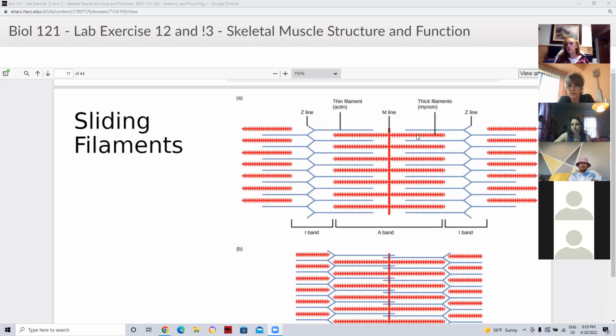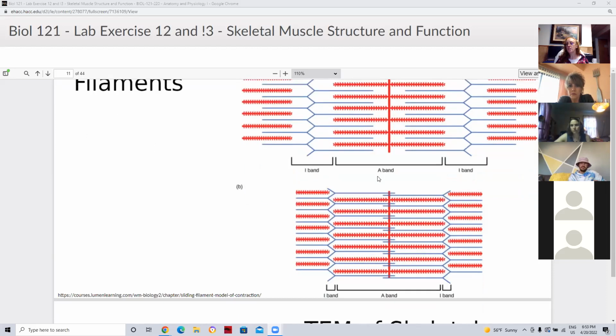So the myosin, when calcium is present, is going to bind to the actin, because the active sites on the actin will be exposed, and pull on the actin, moving both of these actin strands towards the center, the M line. And the result is that you get partial overlap of the actin at the M line when the muscle is fully contracted.